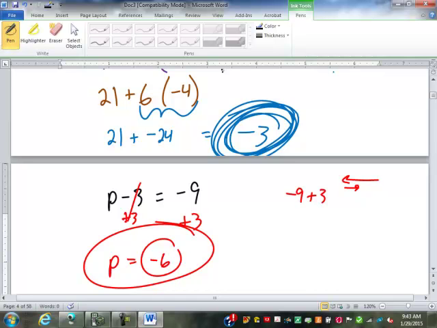Any others on 9 through 14, or 11 through 14, I should say? Okay, then on to the back. So let's just go through them one by one. Let me know if you need to see it done.